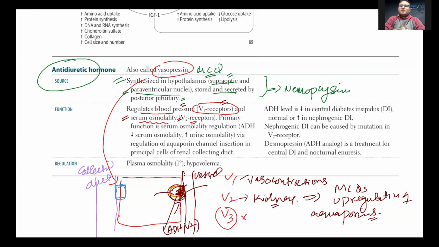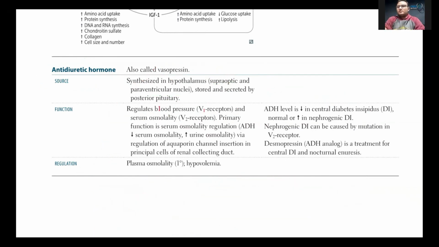This causes intracellular upregulation. Normally the aquaporin channels are present here inside the cell. Now when there is V2 receptor activation, these aquaporin channels go to the membrane side, and now the water, H2O, will be reabsorbed. This is the mechanism of antidiuretic hormone. Is that clear? We have discussed how it acts.